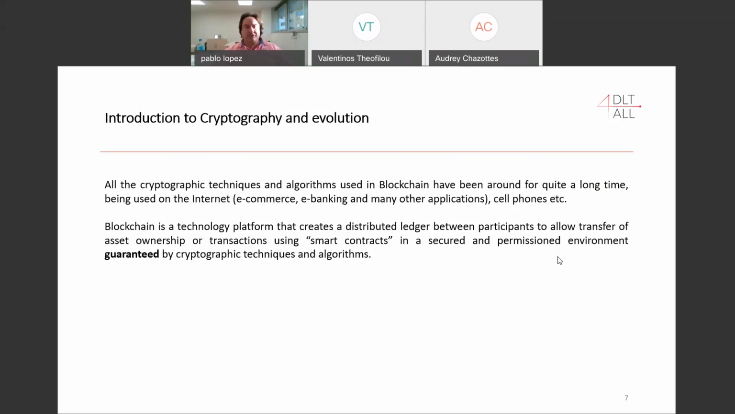And now we are in the same situation. We cannot expect all people to understand what a hash function is, or how you encrypt, or what your protocol is, or whatever. We must focus on what we can do with it and why we do it. That's why we say that blockchain as a technology platform creates a distributed ledger for participants to transfer this information, this data, this ownership or whatever, in a secure and permissioned environment guaranteed by cryptographic techniques and algorithms. So cryptography is the function that allows us to guarantee that this data can be transferred in a secure way.